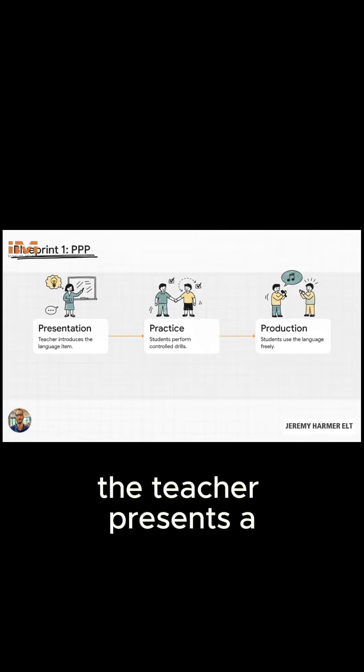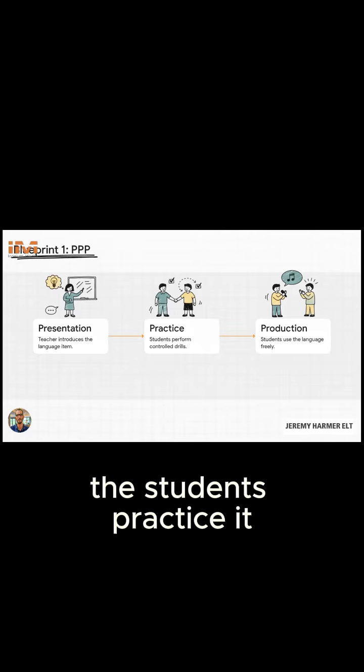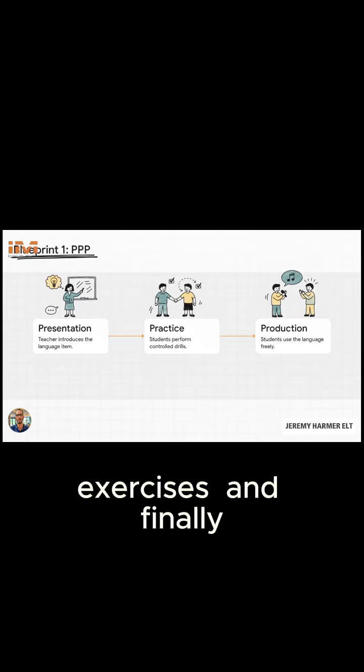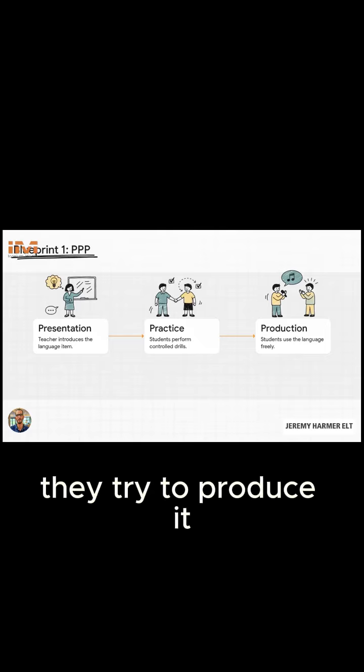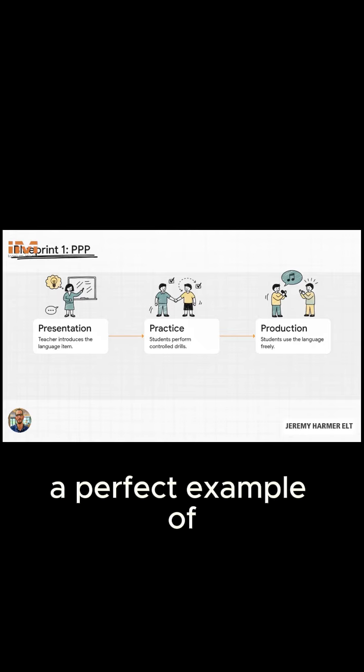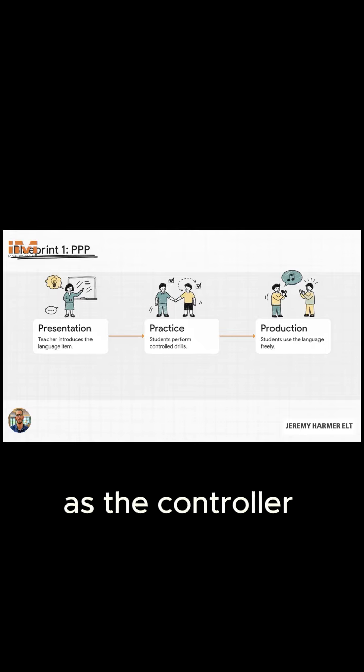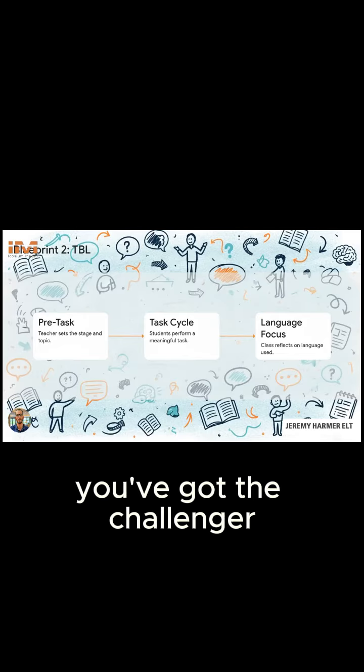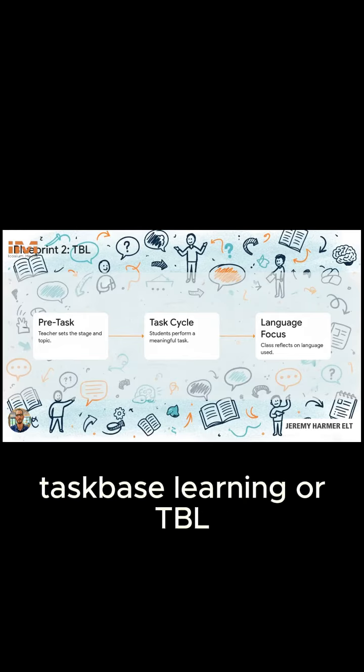The teacher presents a new piece of grammar. Then the students practice it with some controlled exercises. And finally, they try to produce it on their own more freely. It's very neat, very orderly. A perfect example of the teacher as the controller. And then you've got the challenger, task-based learning or TBL.